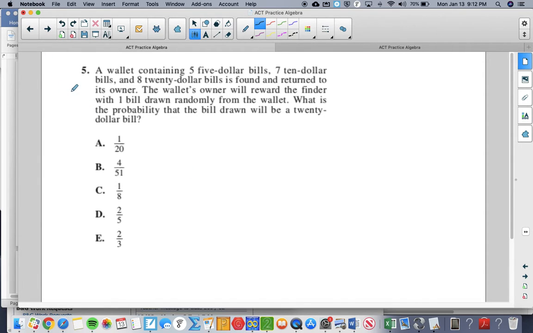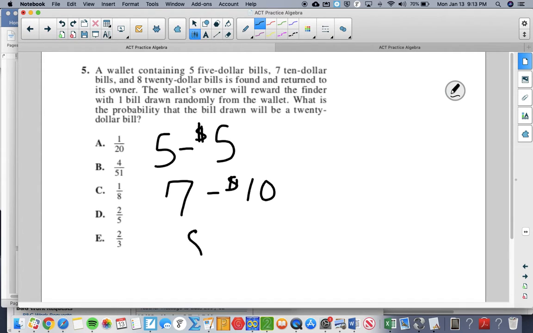Number 5, a wallet containing 5 $5 bills. So there's $5 bills in there. There's 5 of them. 7 $10 bills. And 8 $20 bills. Dang, there's some money in there. Is found and returned to its owner. The wallet's owner will reward the finder with 1 bill drawn randomly from the wallet. What is the probability that the bill drawn will be a $20 bill?